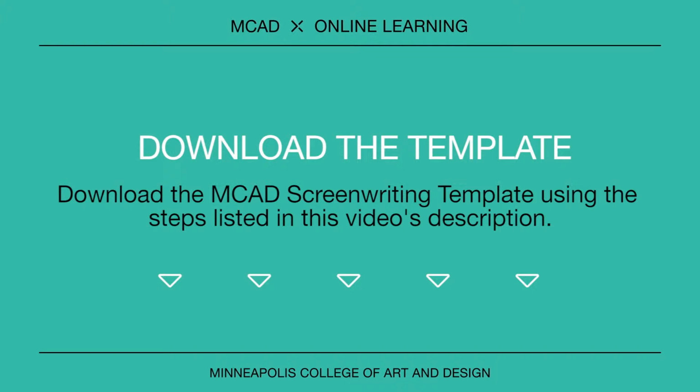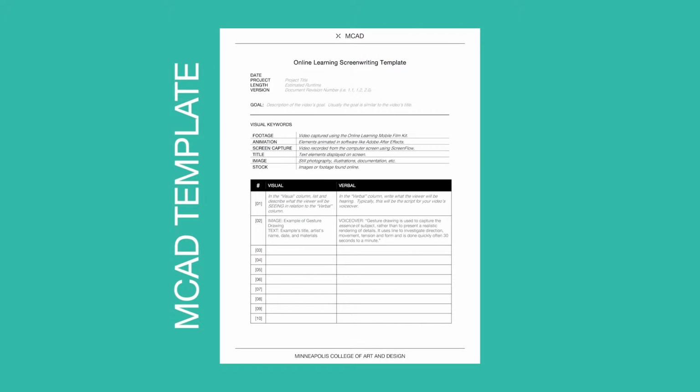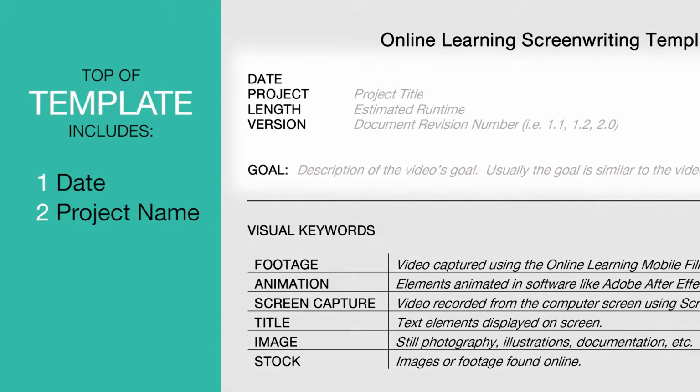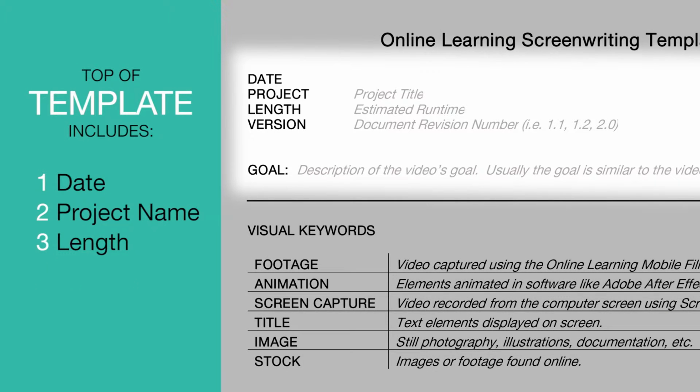Follow the steps listed below to download the MCAD screenwriting template. This simplified template is what we'll use in this tutorial. On the template, you'll see some basic information at the top, like date, project name, video length, and copy version. You'll also see the description and goal section.